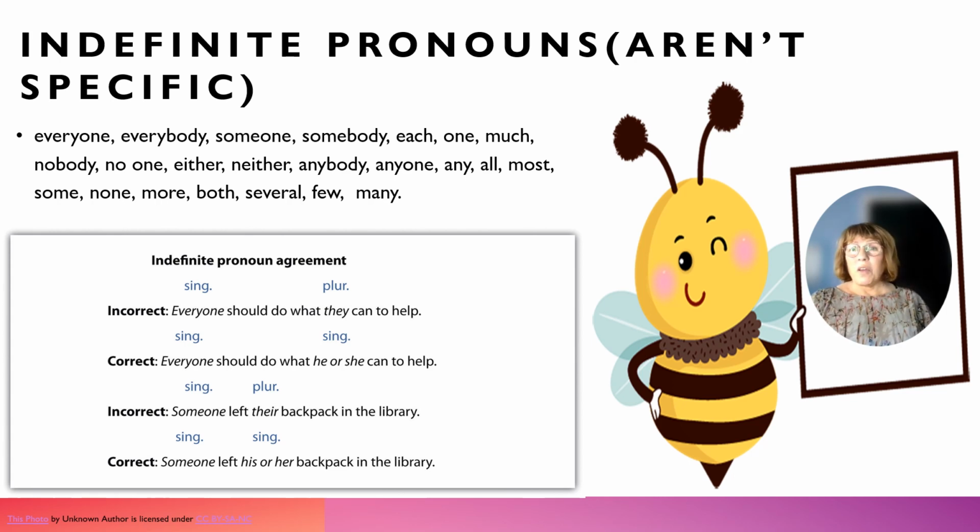That's how a lot of people would use someone and their, because they're speaking. However, if you're writing, you need to be accurate. So it is actually someone left his or her backpack in the library. Sounds weird, doesn't it? Because when we're using indefinite pronouns, we sometimes mix them up because of the way that we speak.